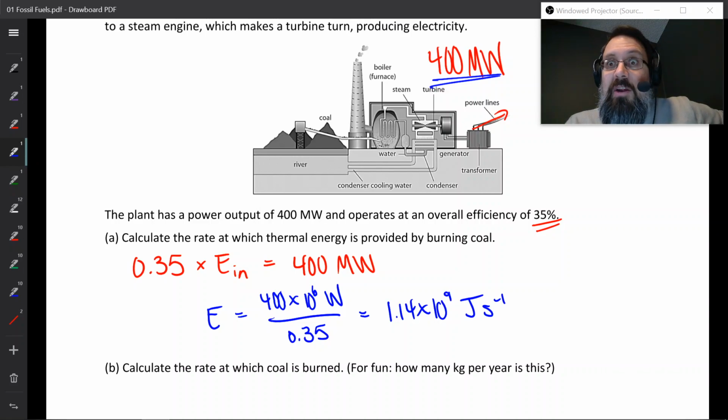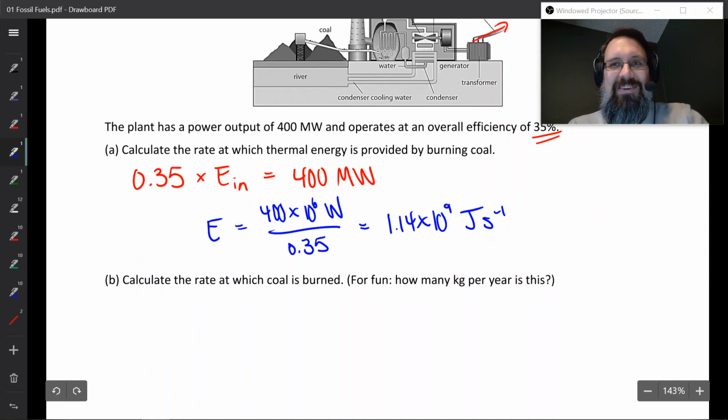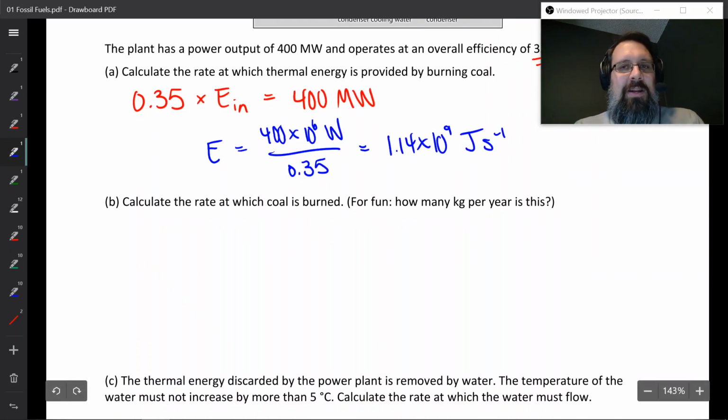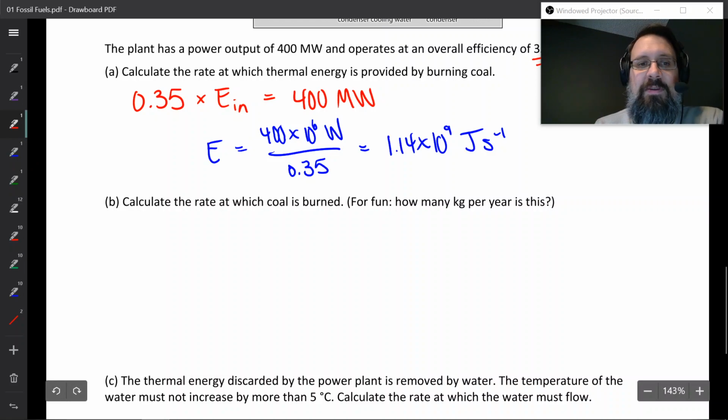So what we want to do here is figure out, well, how quickly are we actually burning the coal itself? Like how many kilograms per second of coal are we actually feeding into this reactor, chemical reactor. So the way we're going to do that is we're going to remember a few things from the front.